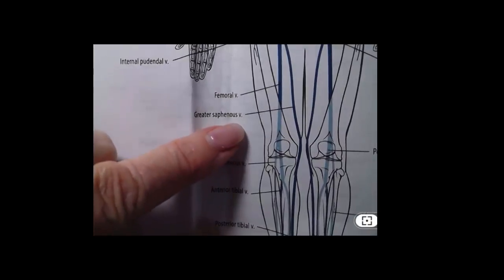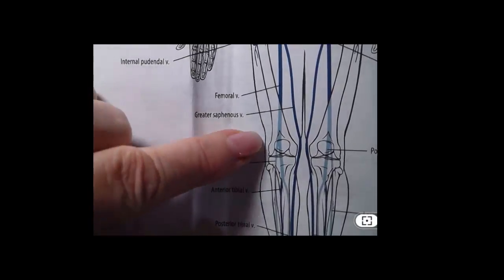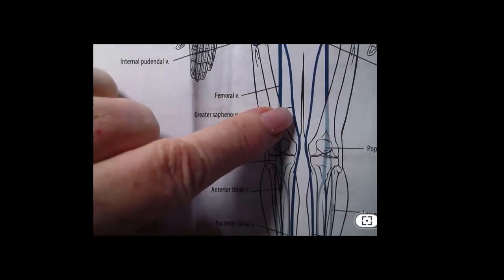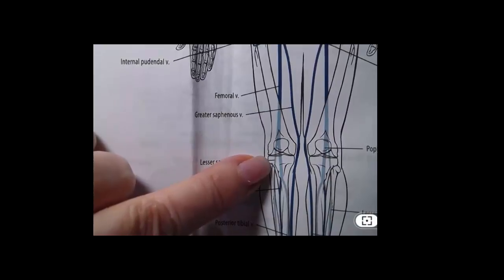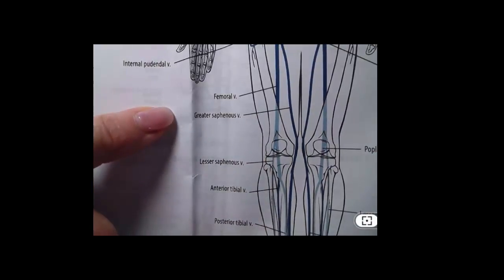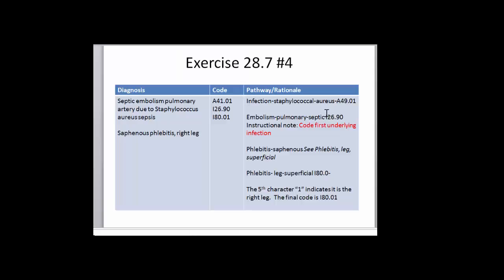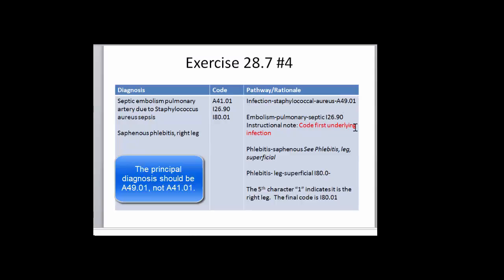We're in the back of our code book. The greater saphenous vein is here, and the lesser saphenous vein here. And the saphenous vein is used when a patient has a coronary artery bypass surgery, or a CABG, C-A-B-G. So the first part is the infection with the Staph aureus. And I want us to go to the alphabetical index to show you something different about this one.